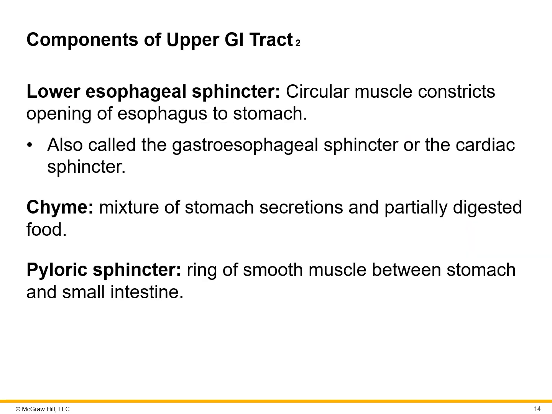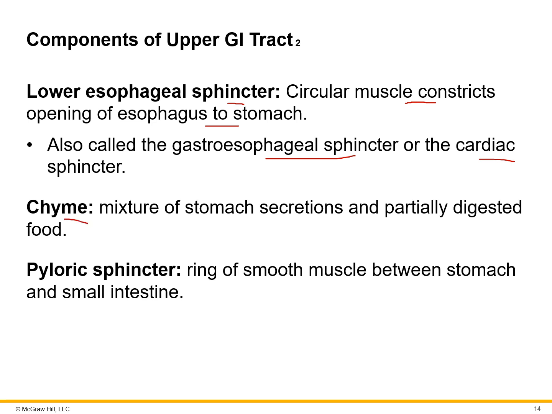There are also a few sphincters within the GI tract. So there's the lower esophageal sphincter. This is a muscle that constricts to prevent things from going backwards. It is between the esophagus and the stomach. It's also called the gastroesophageal sphincter or the cardiac sphincter. So it keeps food from going from the stomach back to the esophagus.